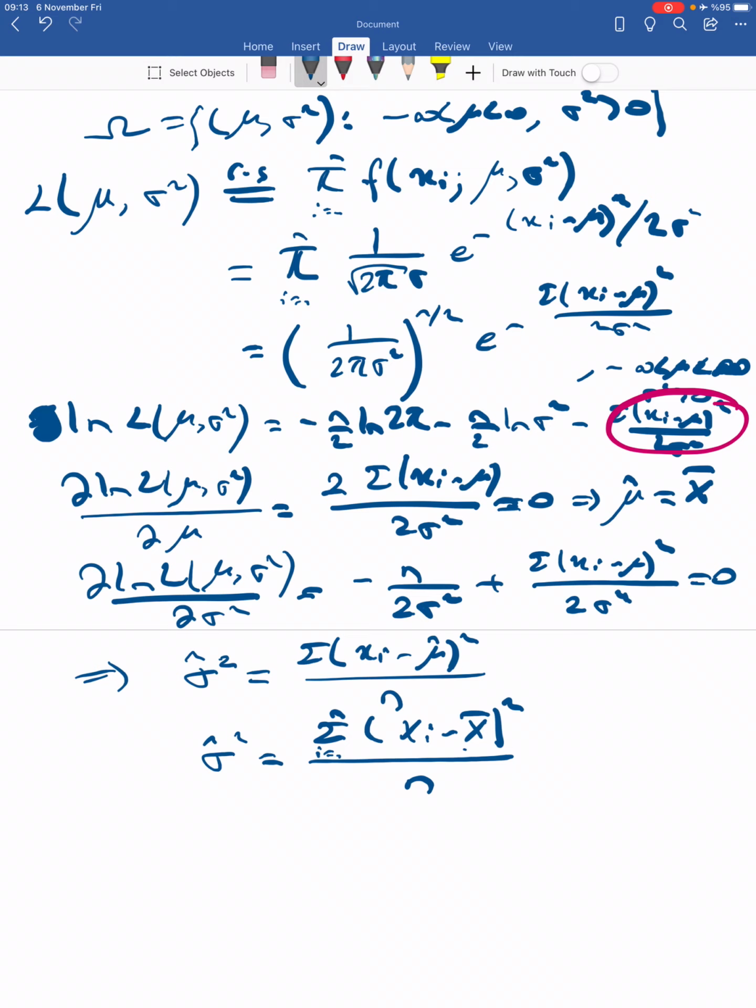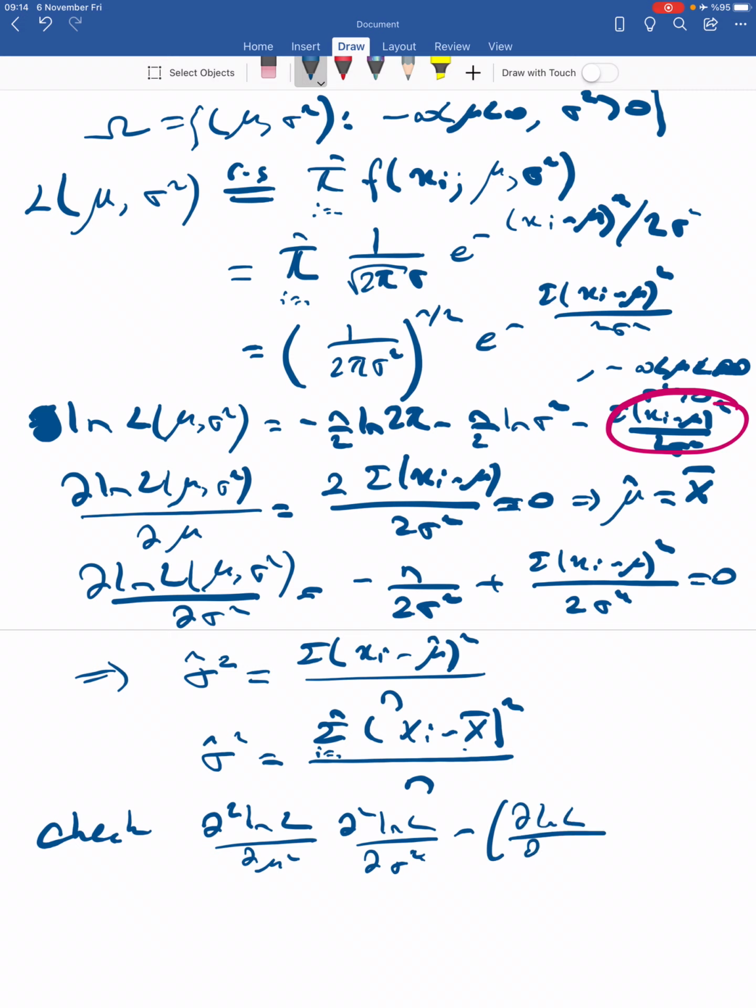So basically we also have to check the second derivatives here, but you don't have to do that. The second partial derivative with respect to mu square, and with respect to sigma square, and actually we have to say sigma to the 4 minus the mixed derivative of ln L with respect to mu and sigma square should be positive. When we consider this, the second derivative with respect to mu square should be positive at mu hat and sigma hat square.